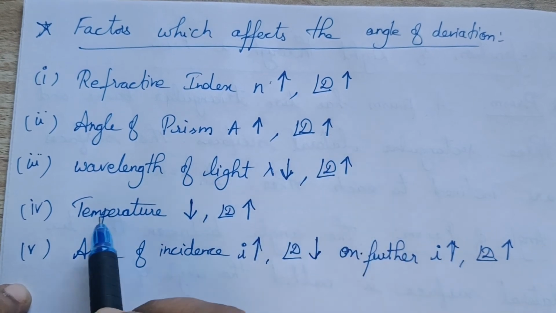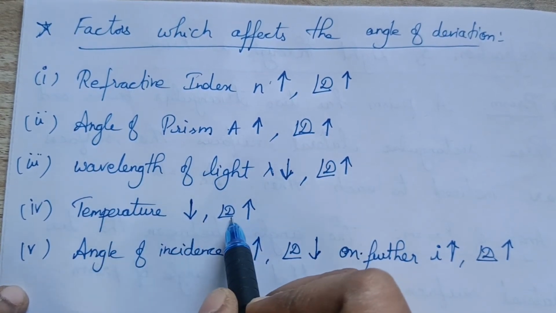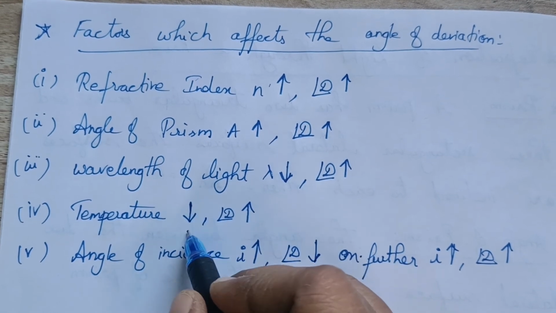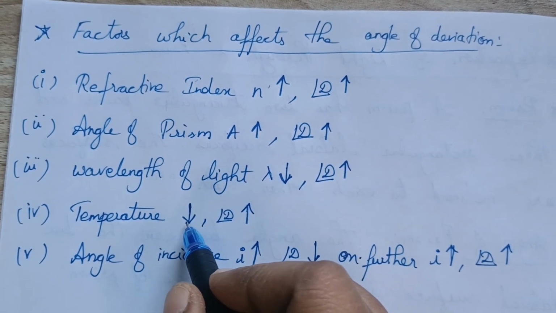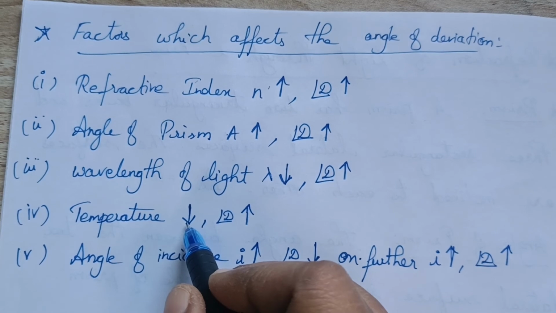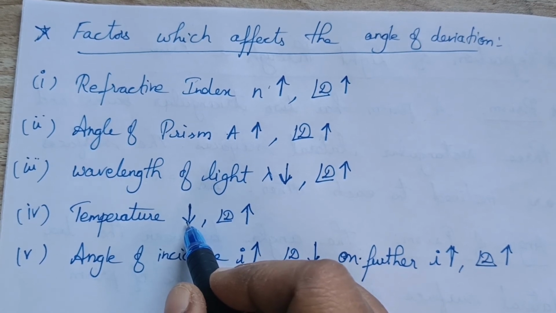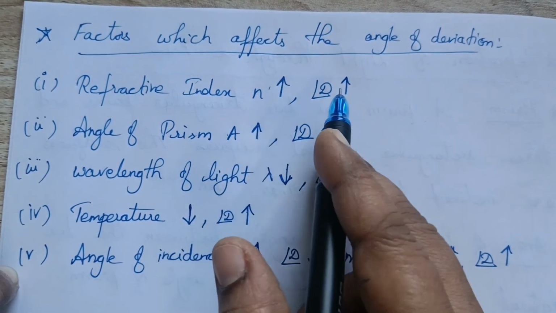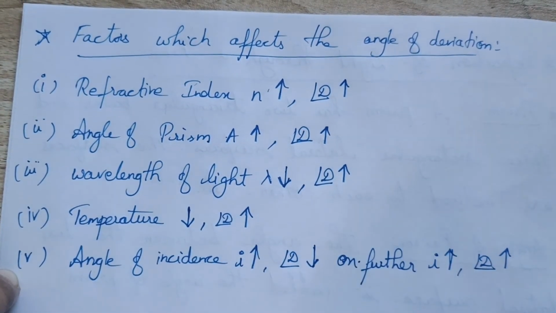If the temperature decreases, the deviation will also increase. Temperature decreases means what? The medium will become denser and denser, and denser means your refractive index will be more. Once the refractive index is more, the deviation will also be more.